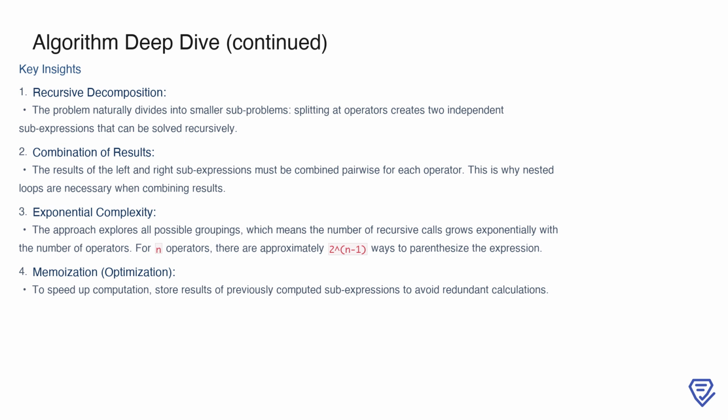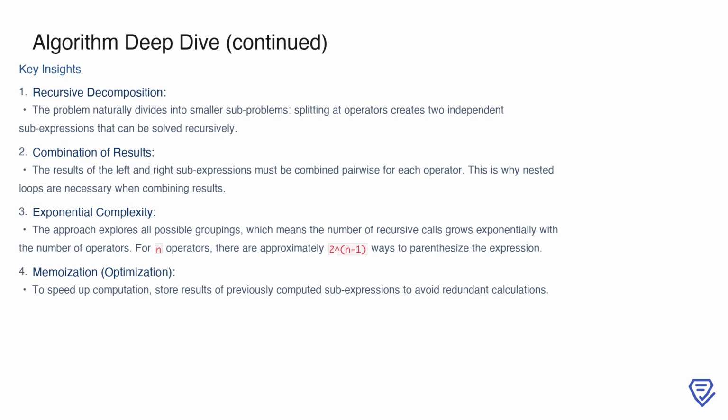However, this process is computationally expensive because the number of recursive calls grows exponentially with the number of operators. For n operators, there are approximately 2^(n-1) possible groupings to evaluate. To mitigate this, memoization can be used to store and reuse results of previously computed subexpressions, significantly reducing redundant calculations and improving efficiency.